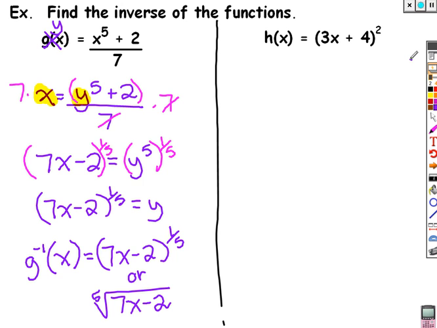Back to the second one. Now be very, very careful. Make a note on this one. If I start by switching x and y, this is my inverse. Now I want to go ahead and put it in y equals form. So how do I undo the square? Well, I should take the square root. And now, wait a minute.